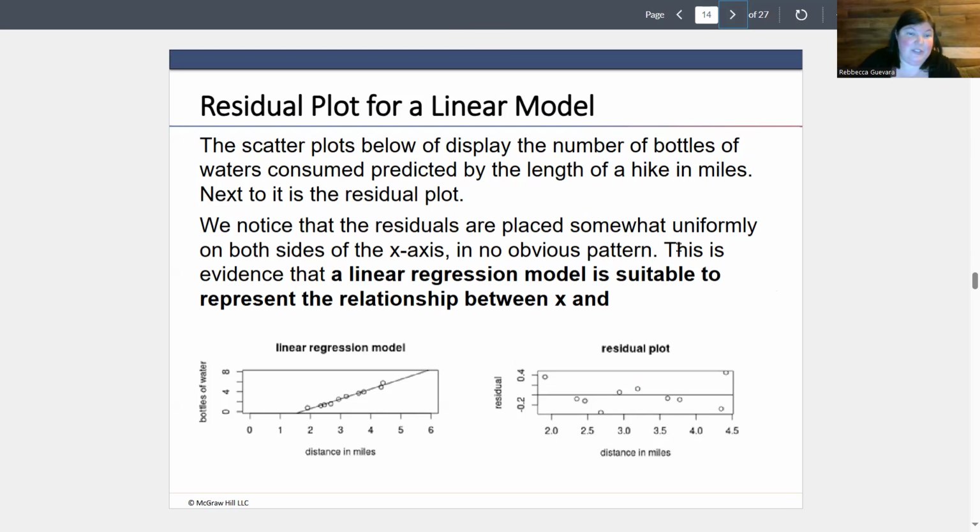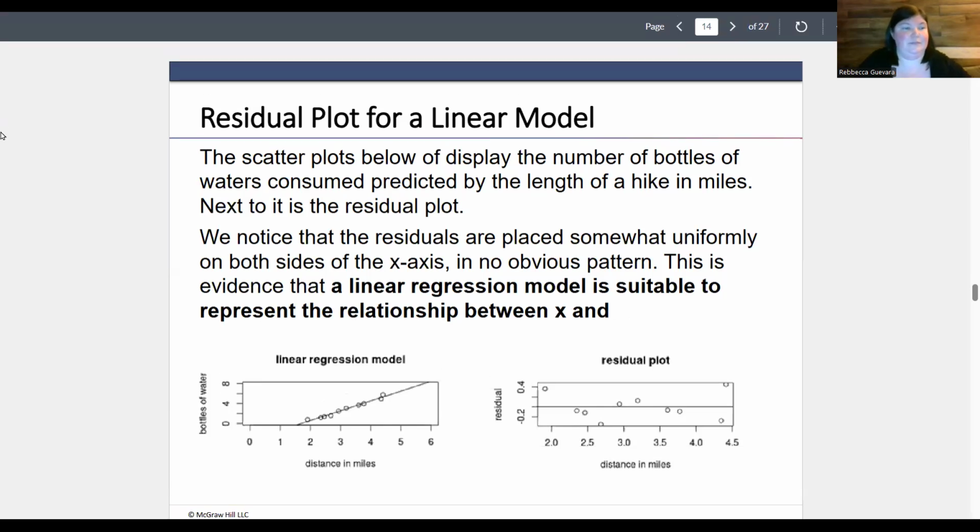There's no obvious pattern. So this is evidence that a linear regression model is suitable to represent the relationship between x, and that should have been y. The y disappeared.